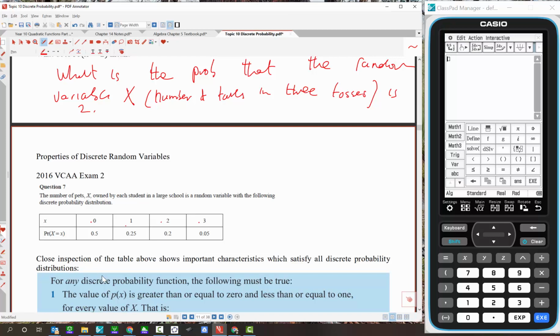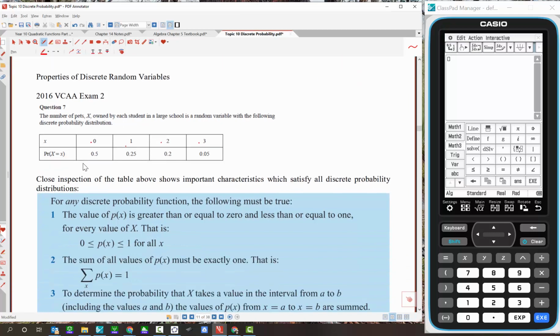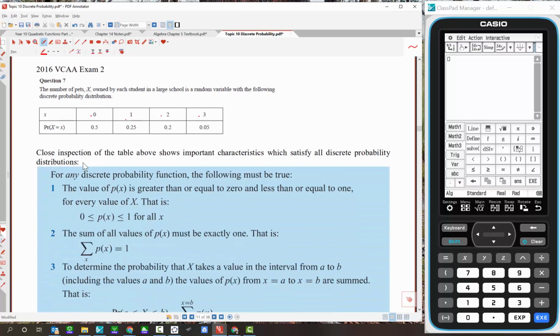Close inspection of the table above shows some important characteristics which satisfy all discrete probability distributions. I know I'm talking about a part of the course that's not relevant, but we do cover a particular type of discrete probability distribution, so it's important that we have a look at it. So the value of p of x, that's this here, is greater than or equal to 0, that's important, could be equal to 0, and less than or equal to 1, for every value of x.